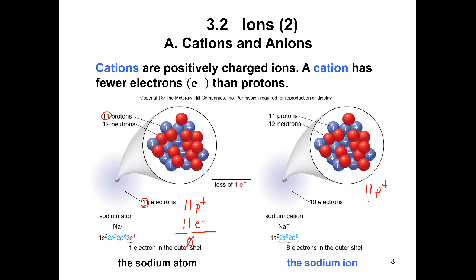When it loses one electron, it now only has 10 electrons. It used to have 11. Now it only has 10. So 11 pluses and only 10 minuses gives it a +1 charge. So that's how the cation is formed.